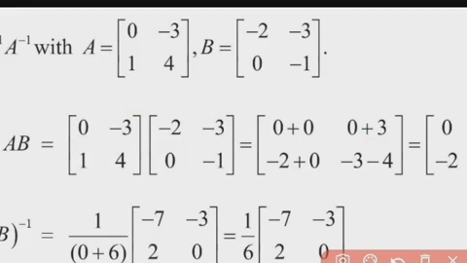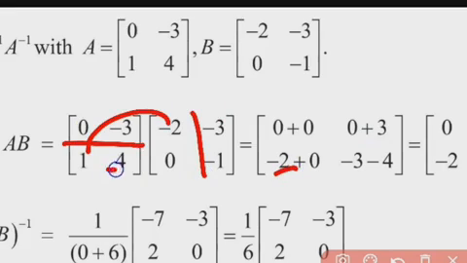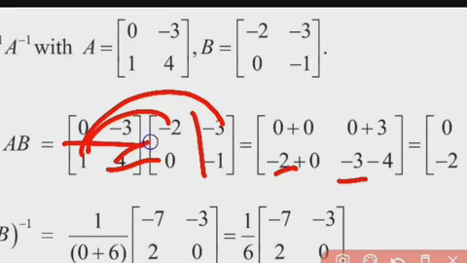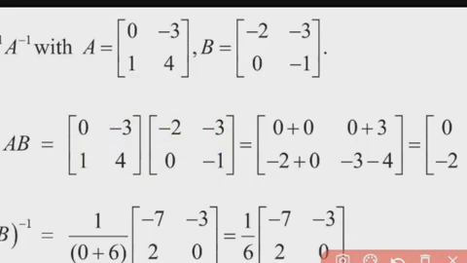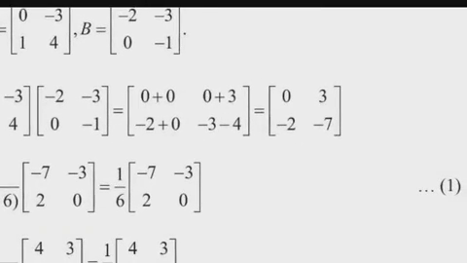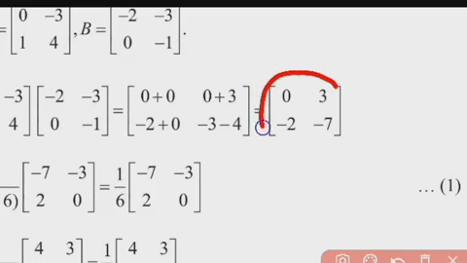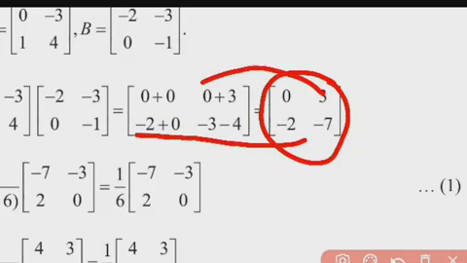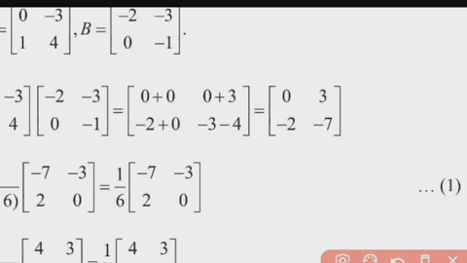Next, 1 into -2, 4 into 0, that is -2. Next, 1 into -3, 4 into -1, that is -7. Here I am using usual matrix multiplication. Then we get the A into B matrix: 0 plus 0 is 0, 0 plus 3 is 3, -2 plus 0 is -2, -2 minus 3... -3 minus 4 is -7. So this is the A into B matrix.